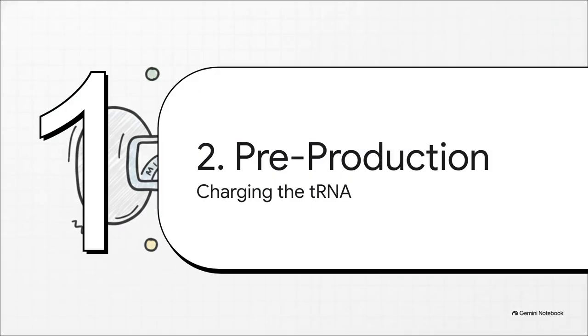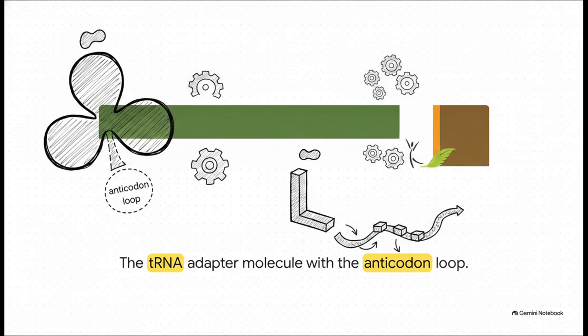Moving on to Part 2, pre-production, or charging the tRNA. Look, before any assembly line can actually start running, we need our delivery trucks loaded up with the exact right materials, right? And the tRNA structure itself is just fascinating. It's literally an adapter molecule. In a 2D drawing, it looks kind of like a clover leaf, though in actual 3D space, it's a compact molecule shaped more like an upside-down L.